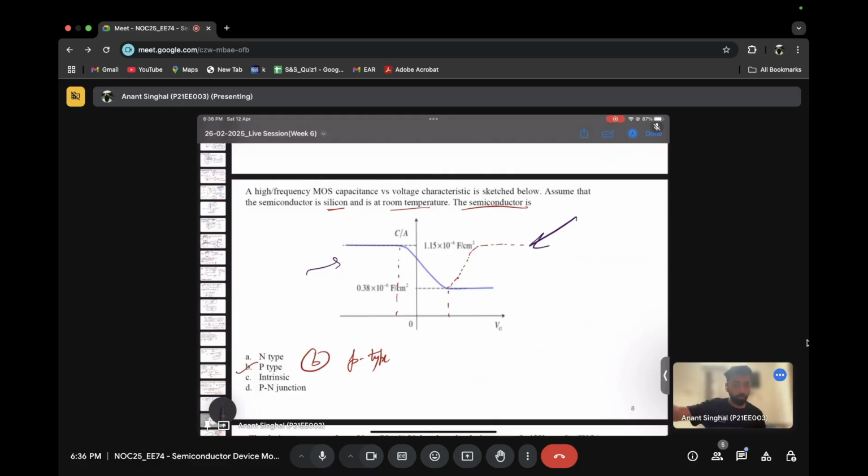What? 0.38 plus 1.15? I mean, what is the logic? Anyone else? The oxide capacitance should be. Okay, again, I'm asking what is the oxide capacitance? C ox.